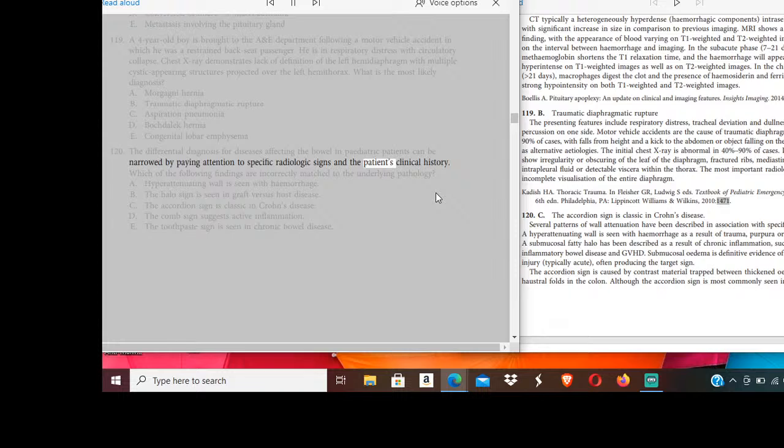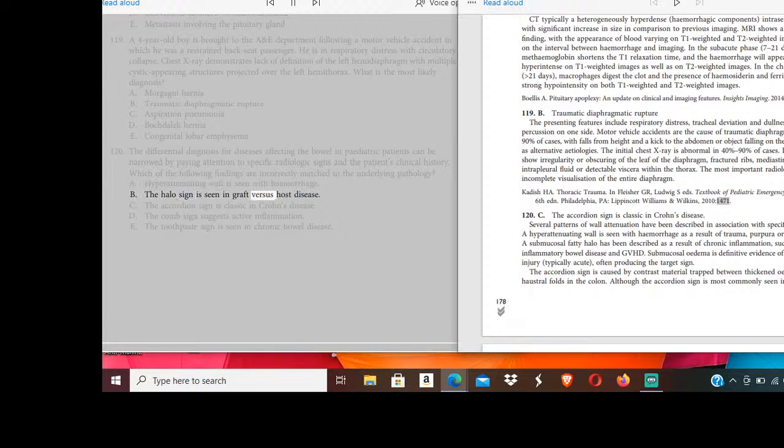120. The differential diagnosis for diseases affecting the bowel in pediatric patients can be narrowed by paying attention to specific radiologic signs and the patient's clinical history. Which of the following findings are incorrectly matched to the underlying pathology? A. Hyperattenuating wall is seen with hemorrhage. B. The halo sign is seen in graft versus host disease. C. The accordion sign is classic in Crohn's disease. D. The comb sign suggests active inflammation. E. The toothpaste sign is seen in chronic bowel disease.